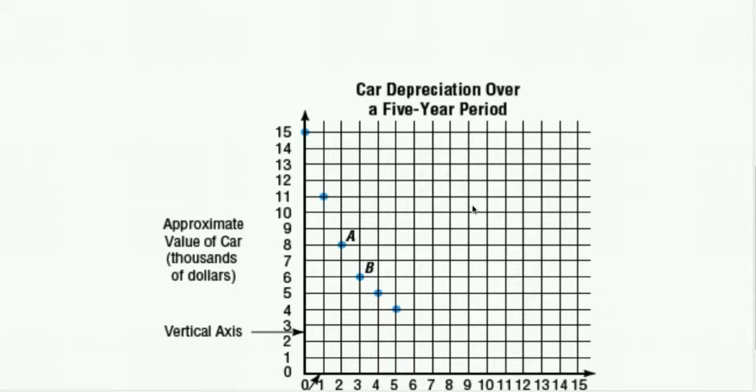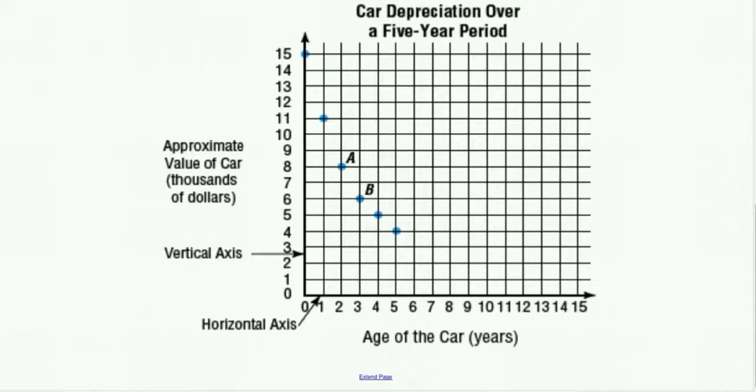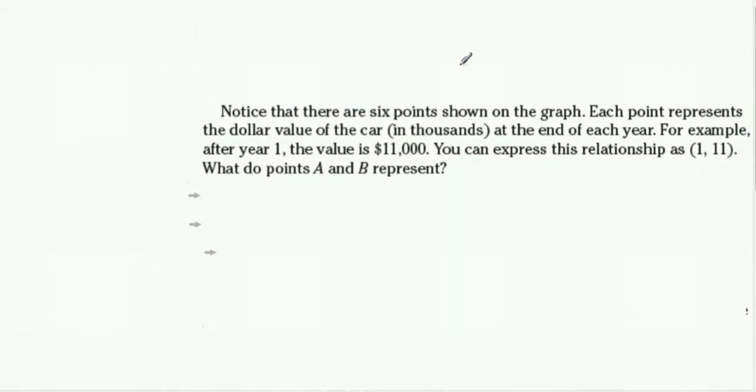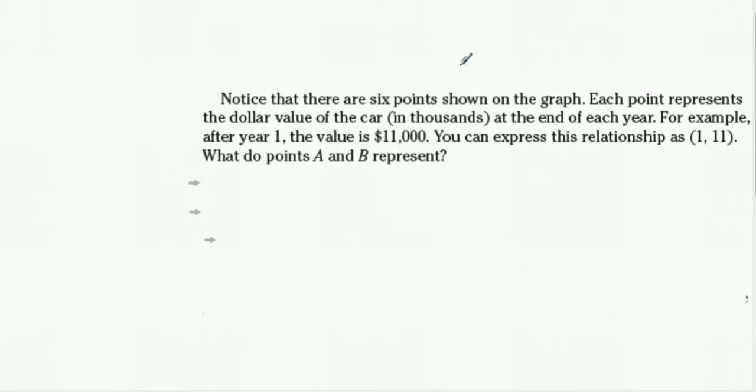So after year 1, the value is 11,000, and that's what it's saying. So this is now 1 and 11. That ordered pair is (1, 11), where 1 represents the age of the car and 11 represents the value of the car. So at year 1, the value of the car is around $11,000. Let's take a look at some other questions that have been expressed in this one.